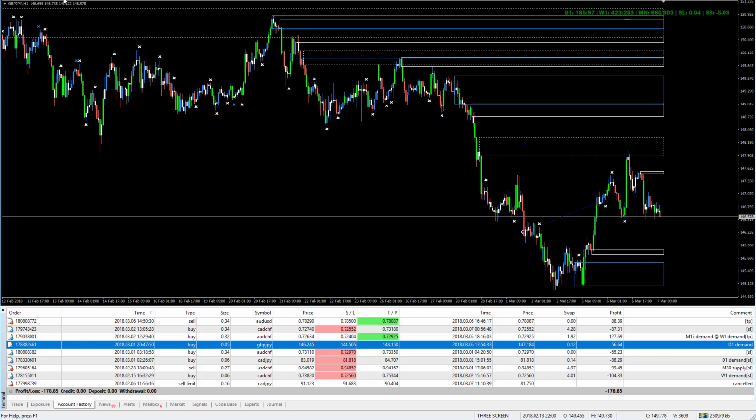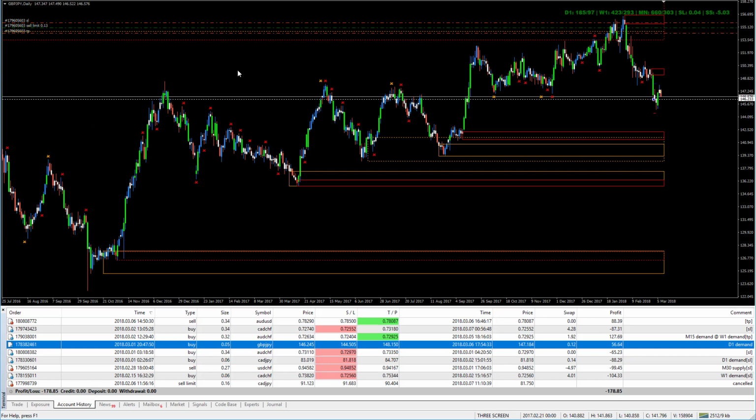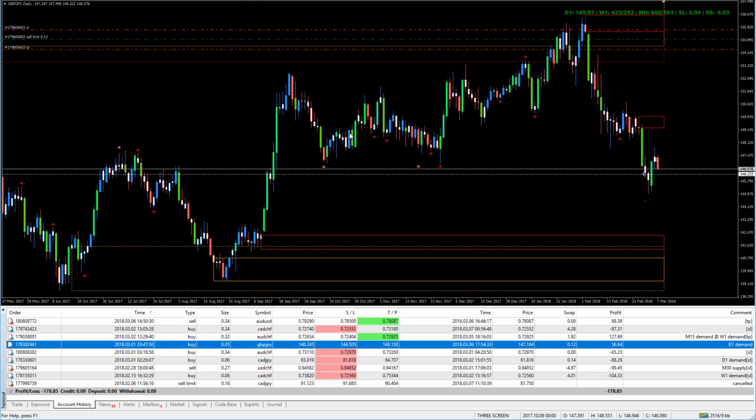What happened here? So we wanted to do this. We wanted to buy here. Let's go on the daily chart and have a look. Was that a good idea? Or was it a good idea? And we have the exact. Isn't that funny how these things tend to repeat themselves over and over and over again?